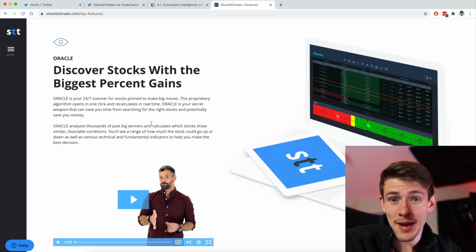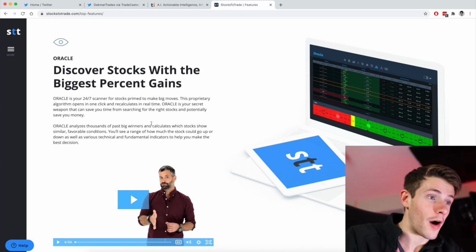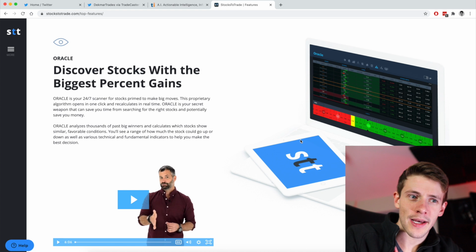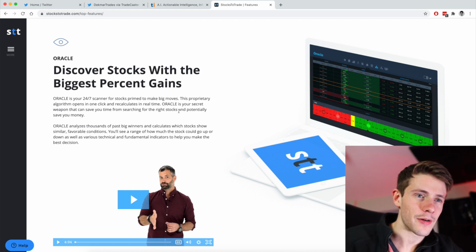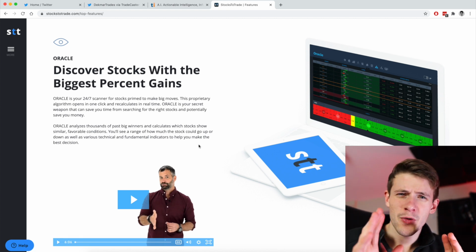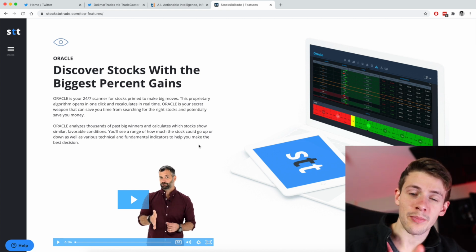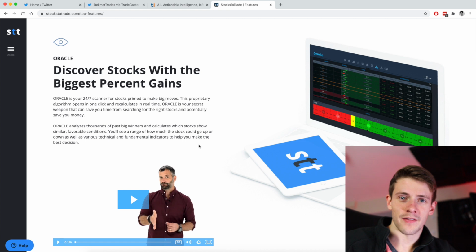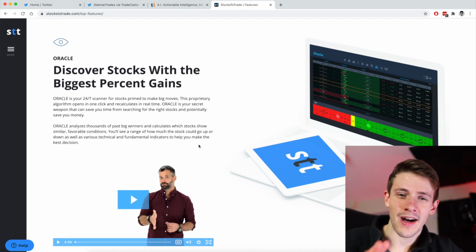So this might make it worth paying for on its own, just because it tells you price points, price targets where it thinks it could go based on the previous history of the stock. It finds the low float winners, all that stuff. So that's very helpful. And if you don't remember this, float is a super important aspect of looking for stocks because it affects the volatility directly.